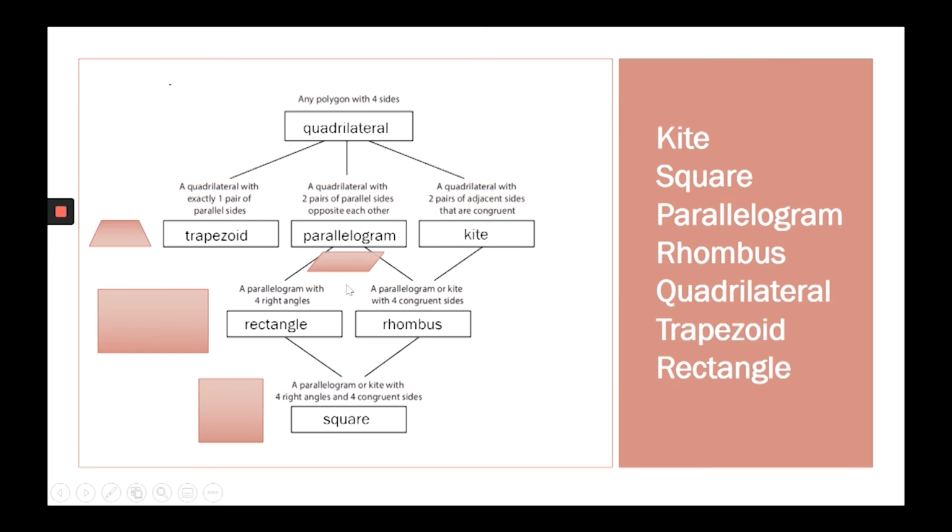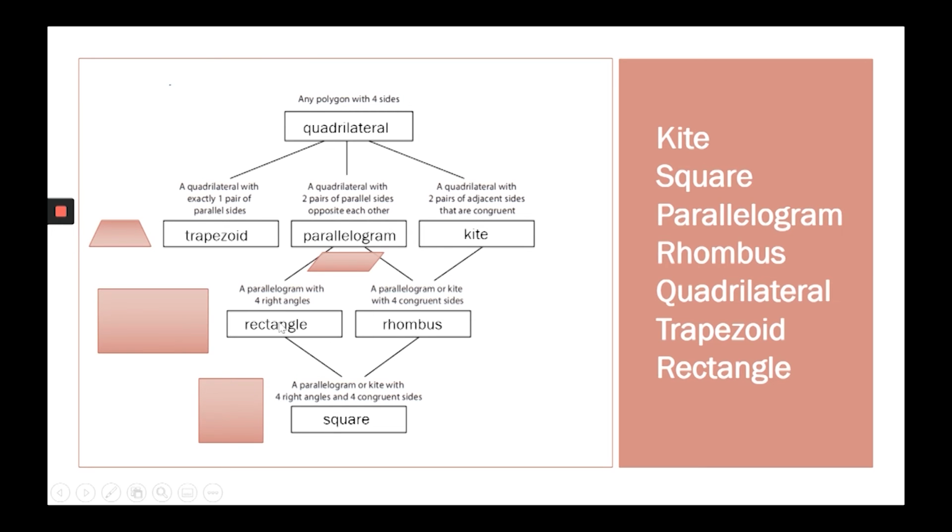Okay, how many of you have seen a parallelogram like this? A quadrilateral with 2 pairs of parallel sides opposite each other. What's the difference between that and a rectangle? A rectangle has to have 4 right angles, which this does, but this does not have 4 right angles, but it's still a parallelogram, and a rectangle is still a parallelogram because it has 2 pairs of parallel sides.